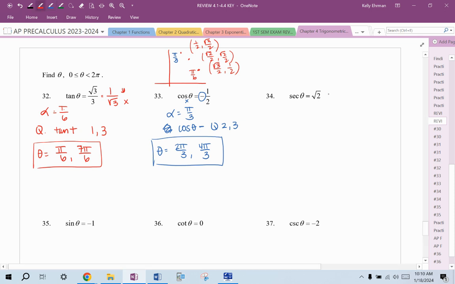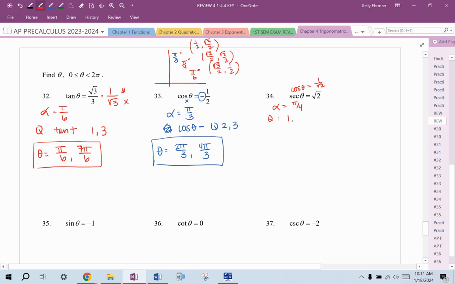Secant theta equals radical 2. Now, radical 2 is involved, so you really shouldn't need to rewrite this to say what's the reference angle. If radical 2 is involved, the reference angle is pi over 4. Don't think too hard about that. Secant goes with cosine, though. So just FYI, what that means is I should be thinking about where is cosine positive.